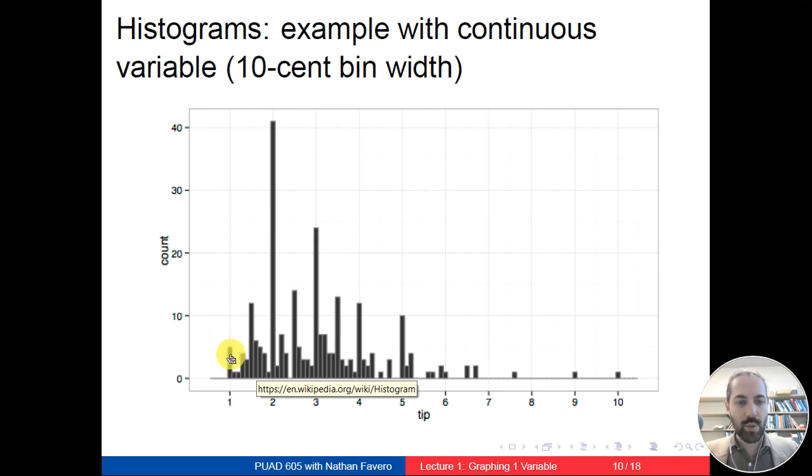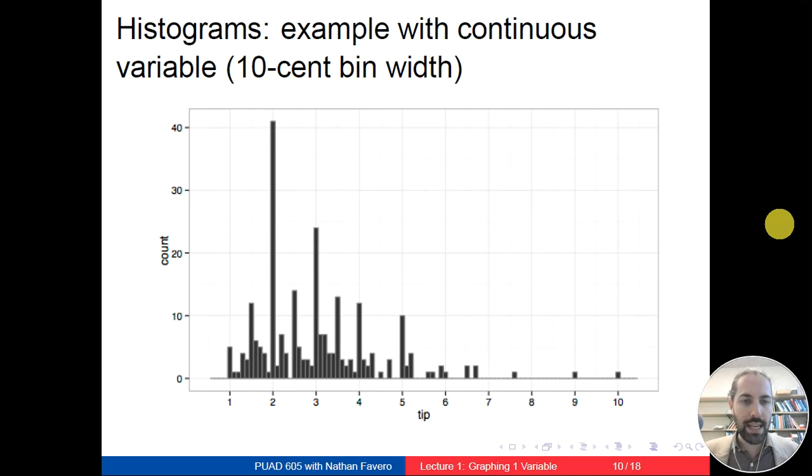this bin that includes one is much taller than the bins around it. The bin that includes two is much taller than the bins around it. The bin that includes three is much taller than the bins around it. So this suggests that a lot of people like to leave tips that are whole numbers. I can understand that. That's what I tend to do when I tip.